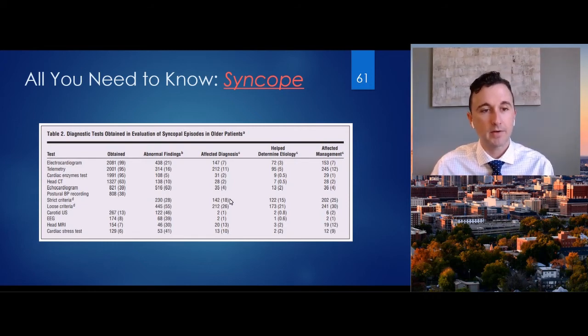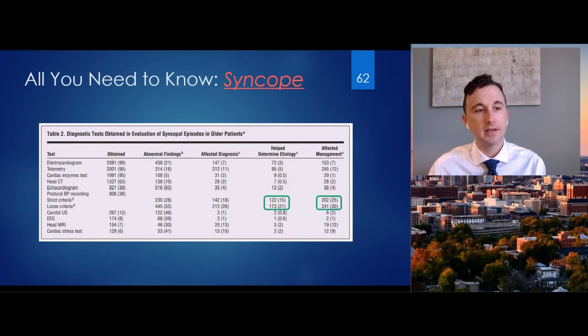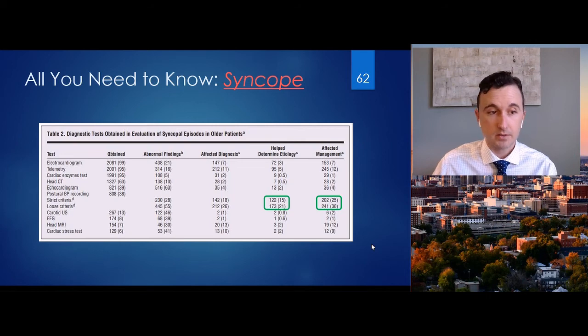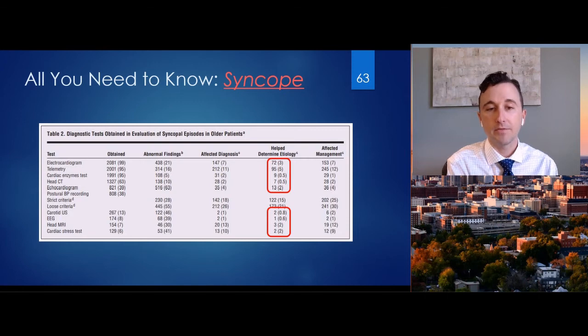And then it gives you the total number of abnormal findings, how often it affected diagnosis, how often it determined etiology, and how often it affected management. Now, there's a lot of numbers here, but what I really want to highlight are these two green boxes. And that is orthostatic hypotension, or orthostatic vital signs, determined the etiology in nearly a fifth of cases, and it affected management in nearly a third of cases. If you look at all the other tests, from tele to cardiac enzymes to head CT to EEGs, carotid ultrasounds, they're all very low yield. Most of them are actually below 1%. Tele is at 5%. But everything else is extremely low yield.